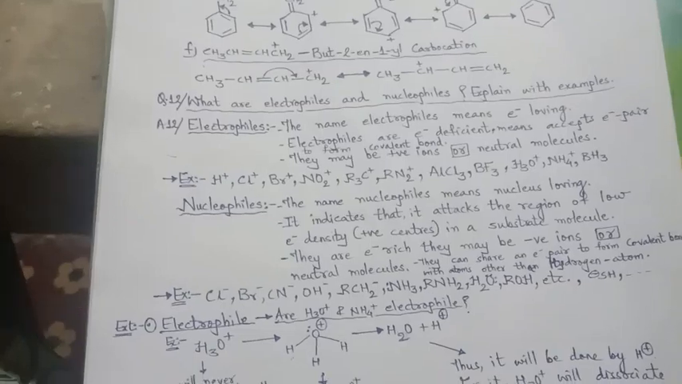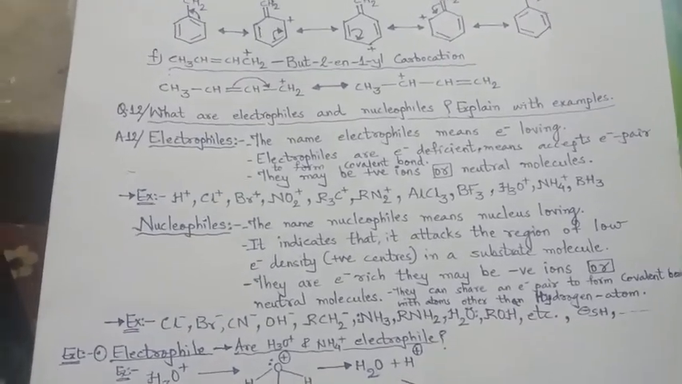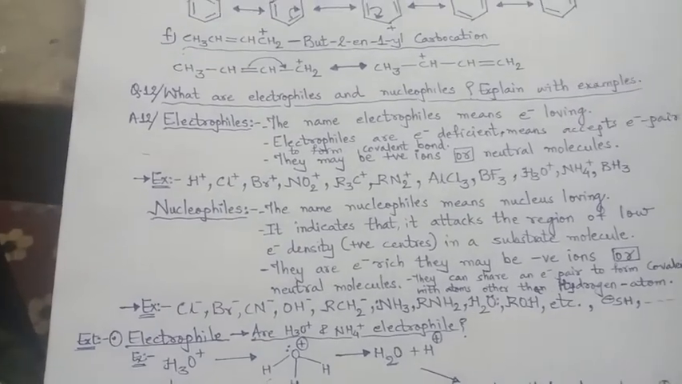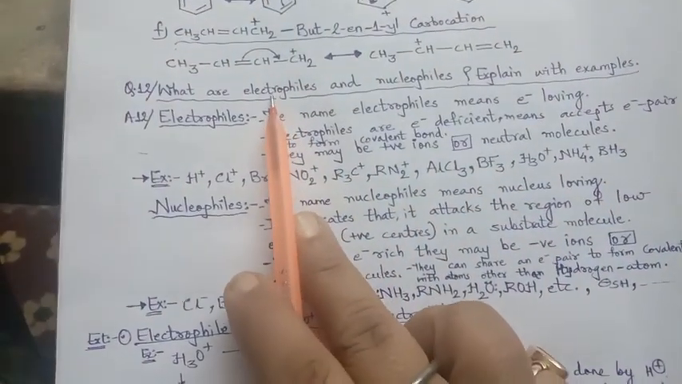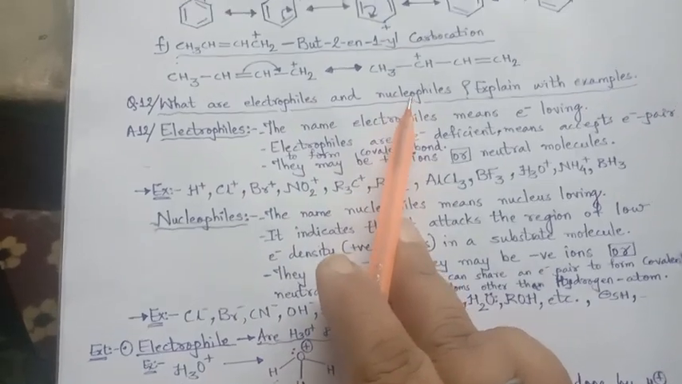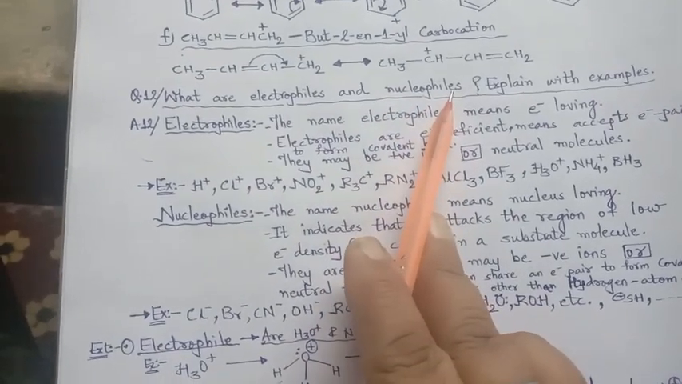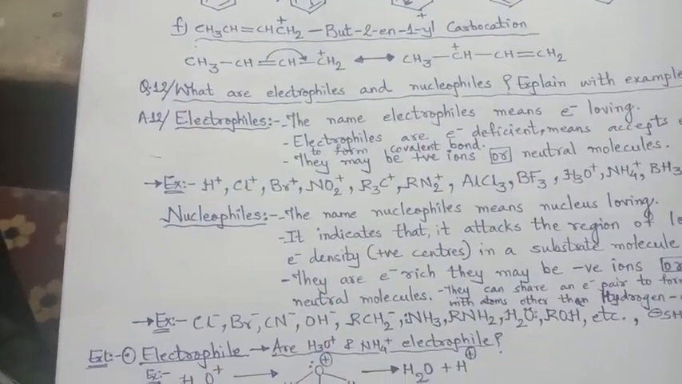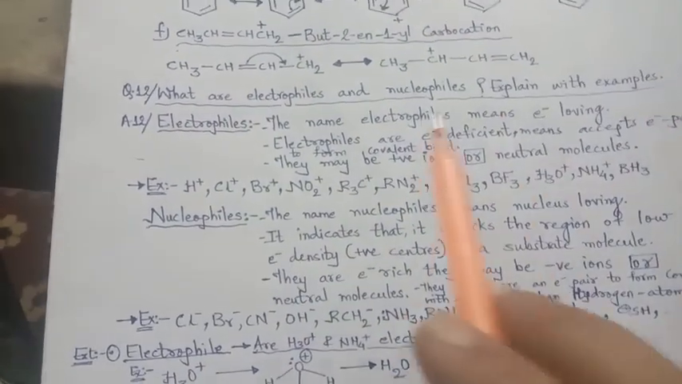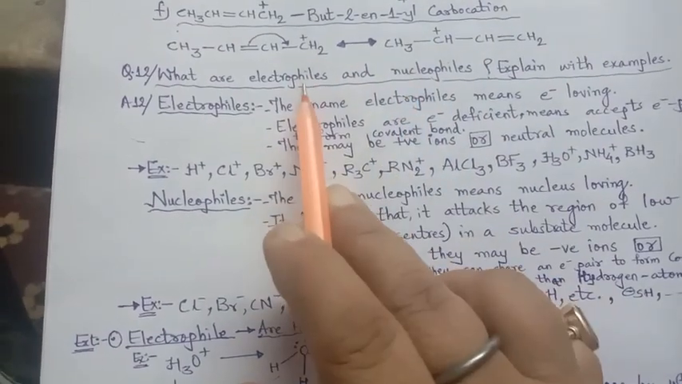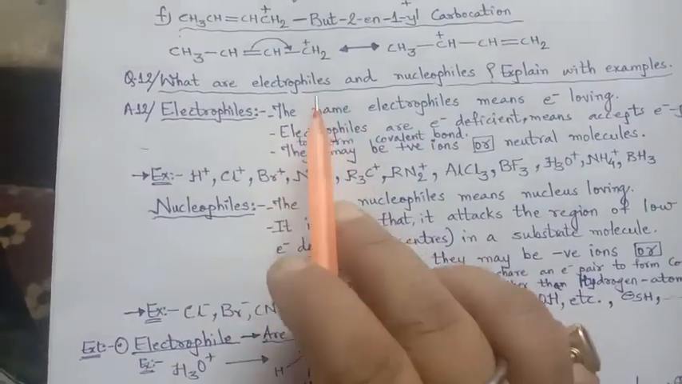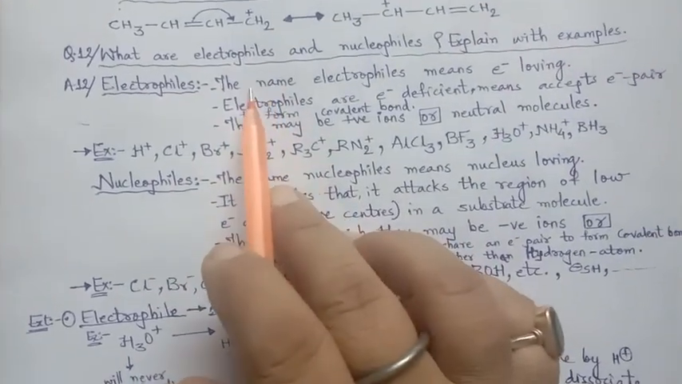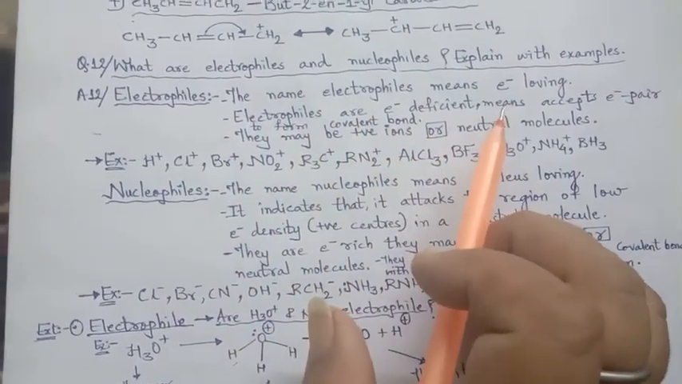The next question is, what are electrophiles and nucleophiles? Explain with examples. Again, we have discussed this electrophile and nucleophile, right? Species which are electron loving, species which are nucleus loving, right? If they are nucleus loving, that means they are negatively charged, then and only then they are going towards the positive nucleus, and electrophiles, that means they are positive, then and only then they are going towards electrons. So the name electrophiles means electron loving.